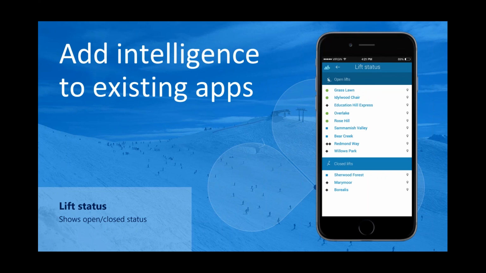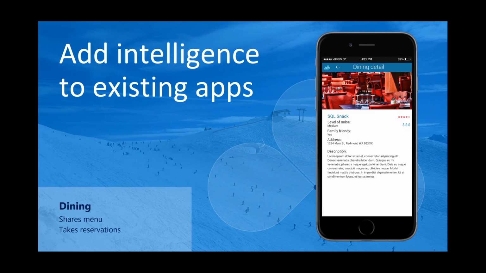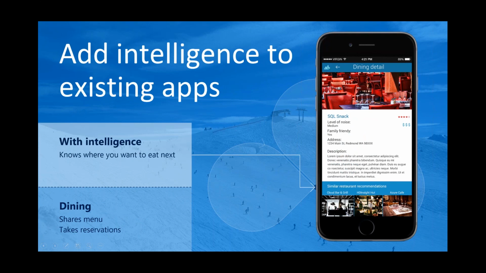If you go to the ski resort, you'll have a lift that basically takes you to the location from where you can start skiing, right? Now here we are actually predicting wait time. Another scenario here is dining. Now this is a normal app that will show you some kind of information on what kind of dining is available. If you add some intelligence to it, you can build a recommendations engine, as in, hey, here's another restaurant that you could check out, right?